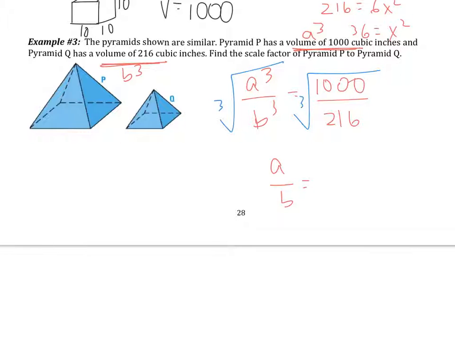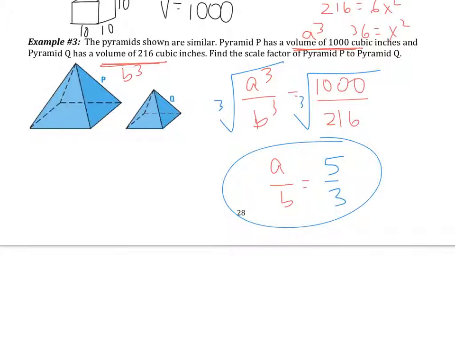That takes you back to the main screen. Type in 1,000 divided by 216. Hit enter. It gives you a decimal value of what? 1.6 repeating. Go math frac. What do you get? 5/3. So now you got 5/3 as your ratio of the sides or the scale factor.